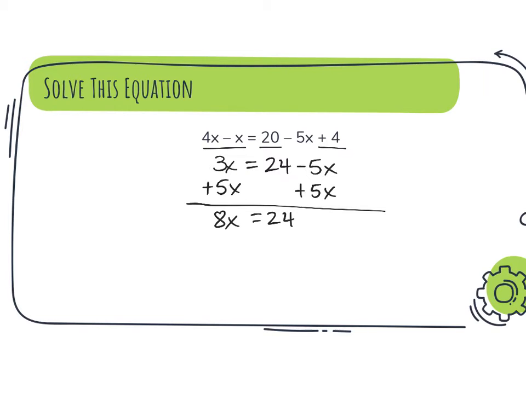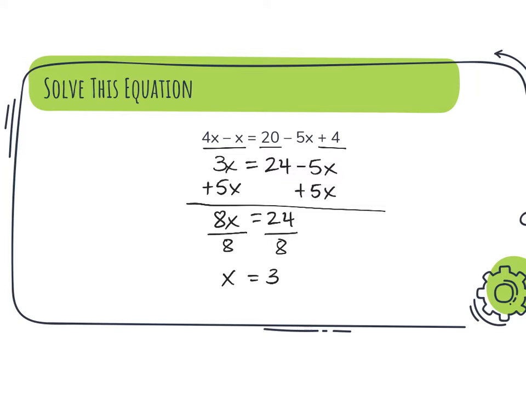Now, since the goal of solving equations is to get that variable all by itself so we can see what it equals, our next step would be to divide 8x and 24 by 8. When I divide 8x by 8, I'll be left with x, and that gets that variable all by itself. And when I divide 24 by 8, I get 3. So that's our solution. The last step would be to check just to make sure we got the right answer.